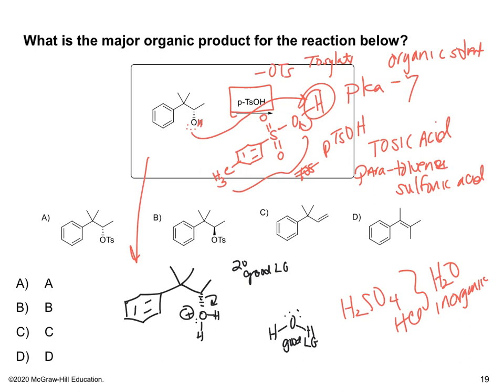So now what does that do? That gives us this molecule here. What is that? That is a secondary carbocation. You don't have a nucleophile. This is no nucleophile. So you don't have a nucleophile in there. And so this is going to be an E1.